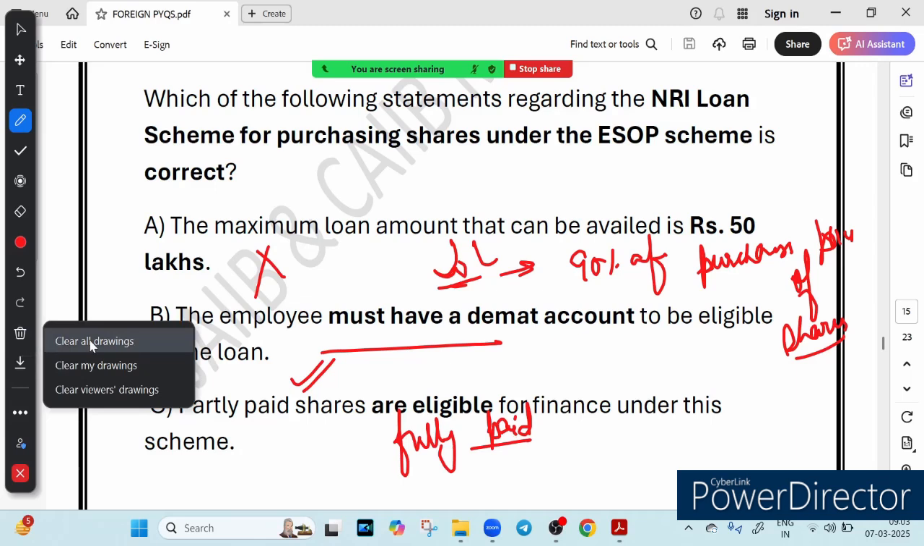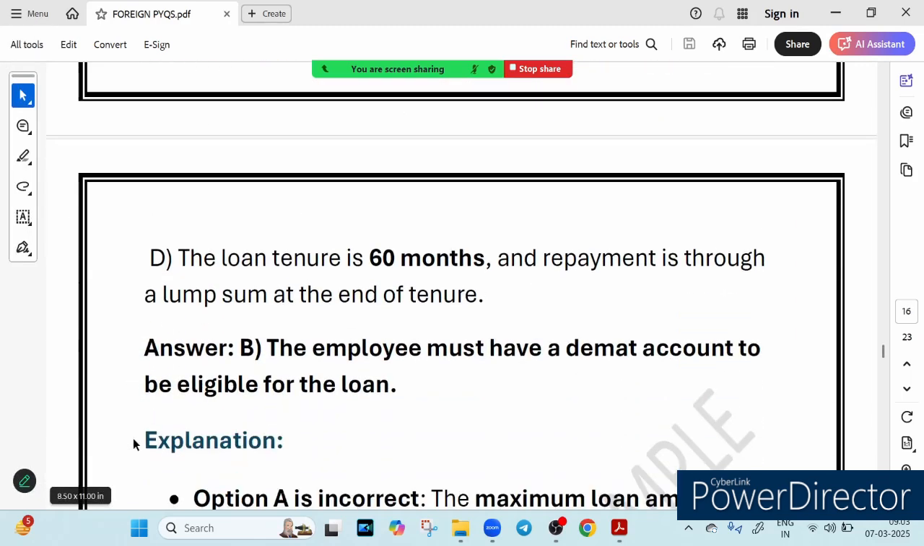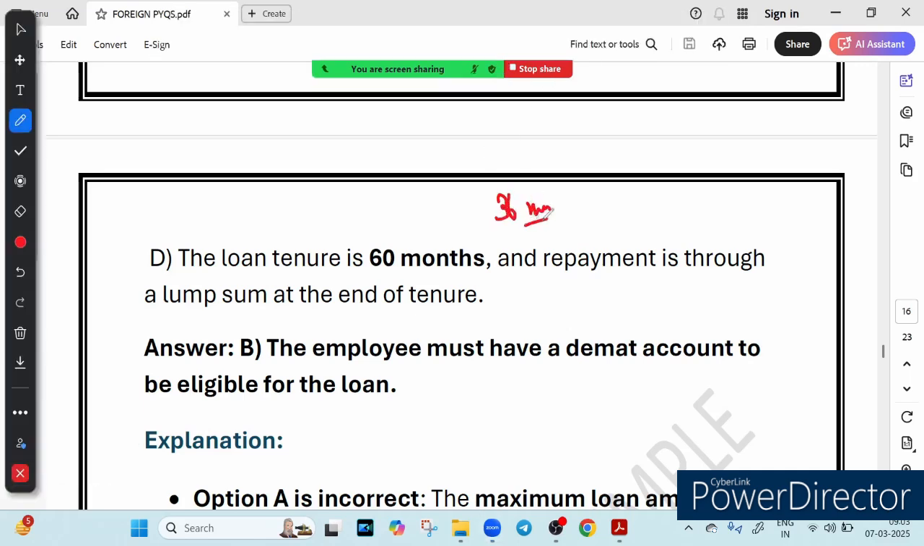And what about option D? What does option D suggest? That the loan tenure is 60 months. So this is also incorrect, because the actual loan tenure under the scheme is 36 months, not 60 months, right? And repayment must be made in EMI, that is equated monthly installment, not as a lump sum.